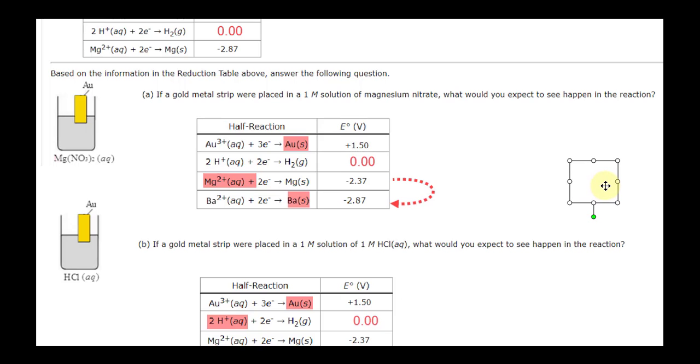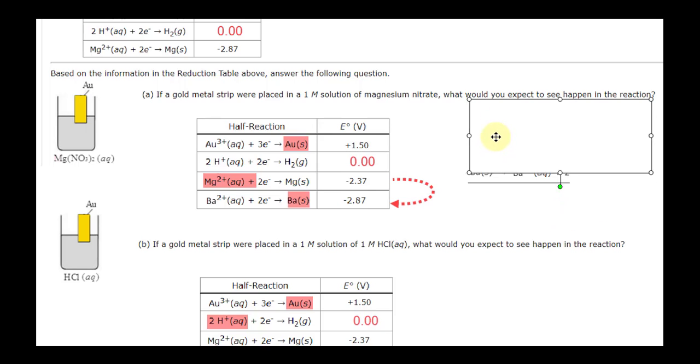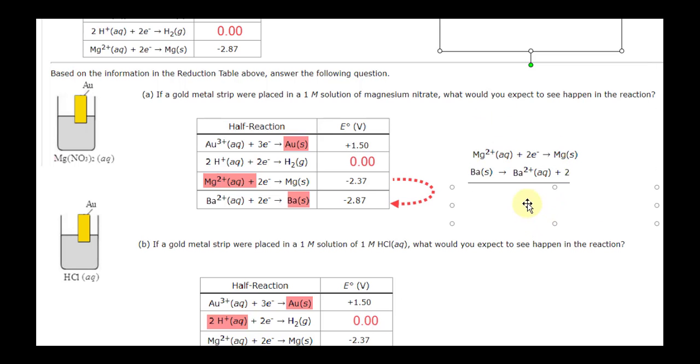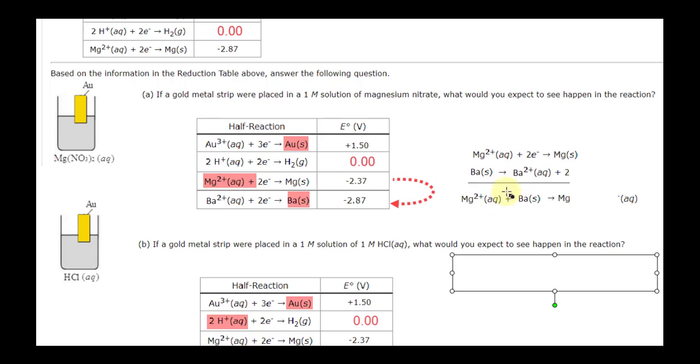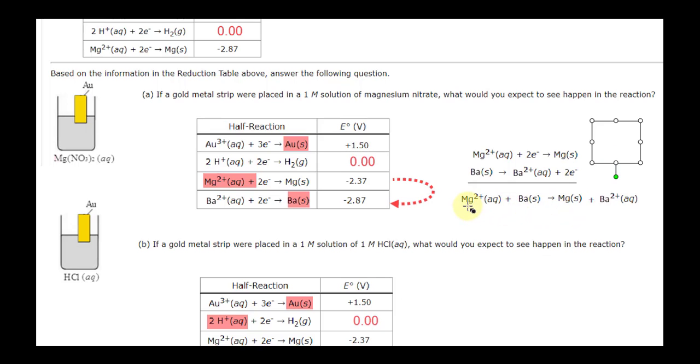Our magnesium will start to corrode, and the final reaction will be the barium going backwards, turning into barium ions into solution. Magnesium going forward, making little crystals of magnesium. And here's our net reaction. In fact, magnesium ions reducing into the metal, and barium metal turning into barium ions. And again, our rule, the magnesium here is better at pulling an electron, so it does, and the barium loser ends up going into solution.